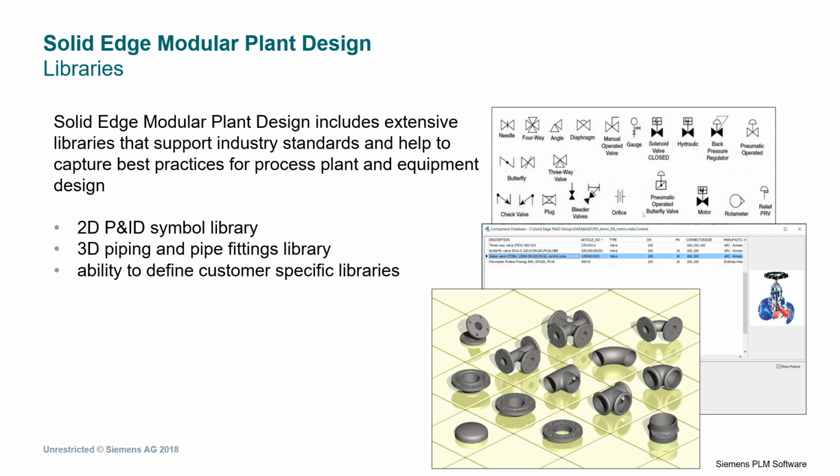Here we can see some more information about the libraries that are available, and the 2D P&ID symbol library can be seen at the top. We also have the 3D piping and fitting library, and that can be seen in the bottom two pictures. Very nice.